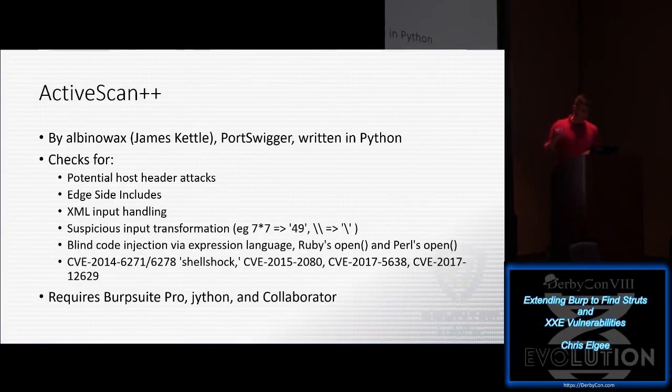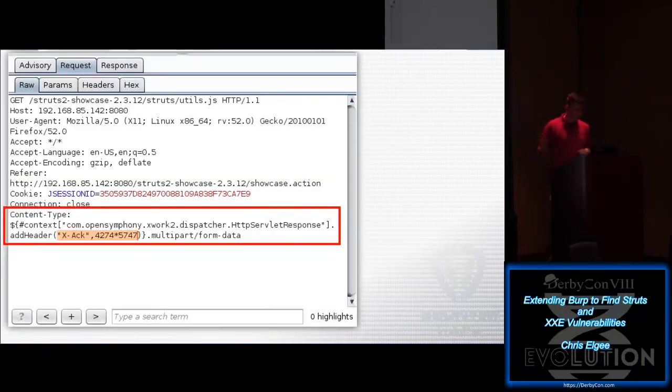It does require Burp Pro, I'm sorry. It's $350 a year. Also, Jython is a Java Python interpreter that lets you use Python code in Burp, and also Burp Collaborator. We'll come back to Burp Collaborator in just a second. So here's an example of what happens. You're on a page, you've spidered all your URLs, you then tell it to active scan whatever pages you've found. So ActiveScan++ would already go ahead and give some funky command.